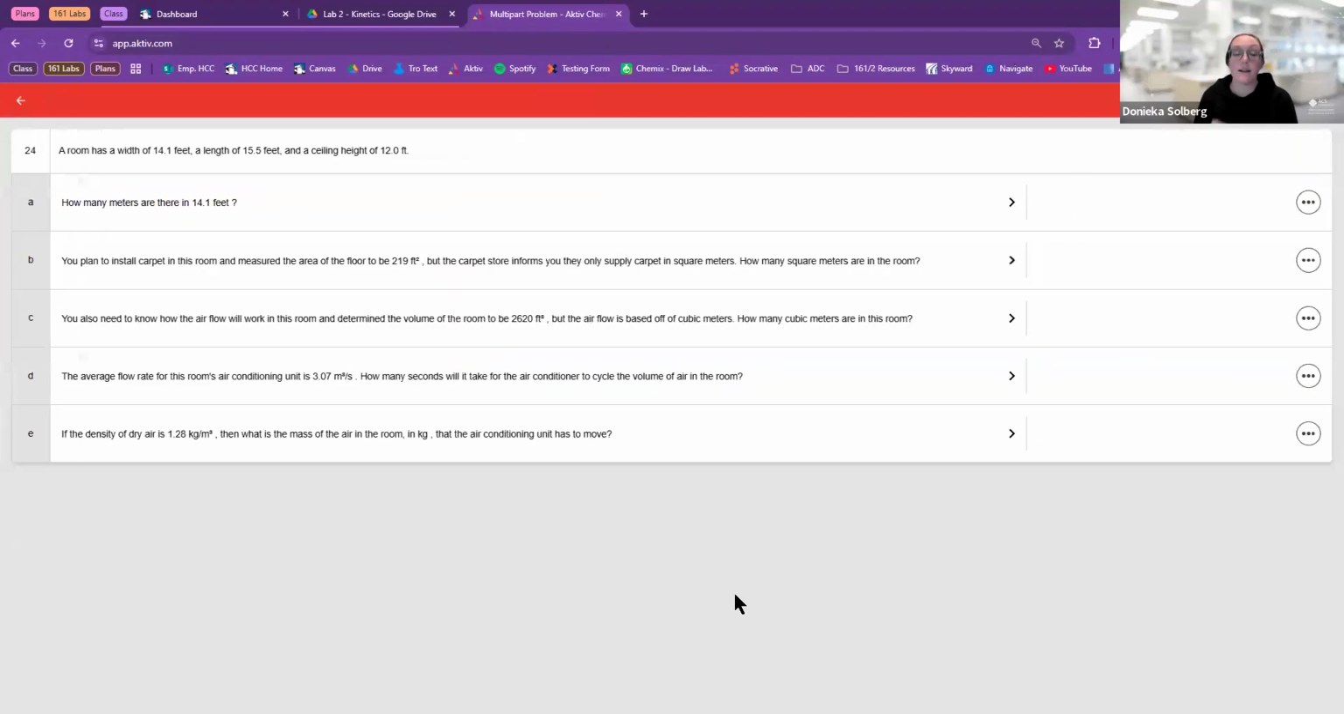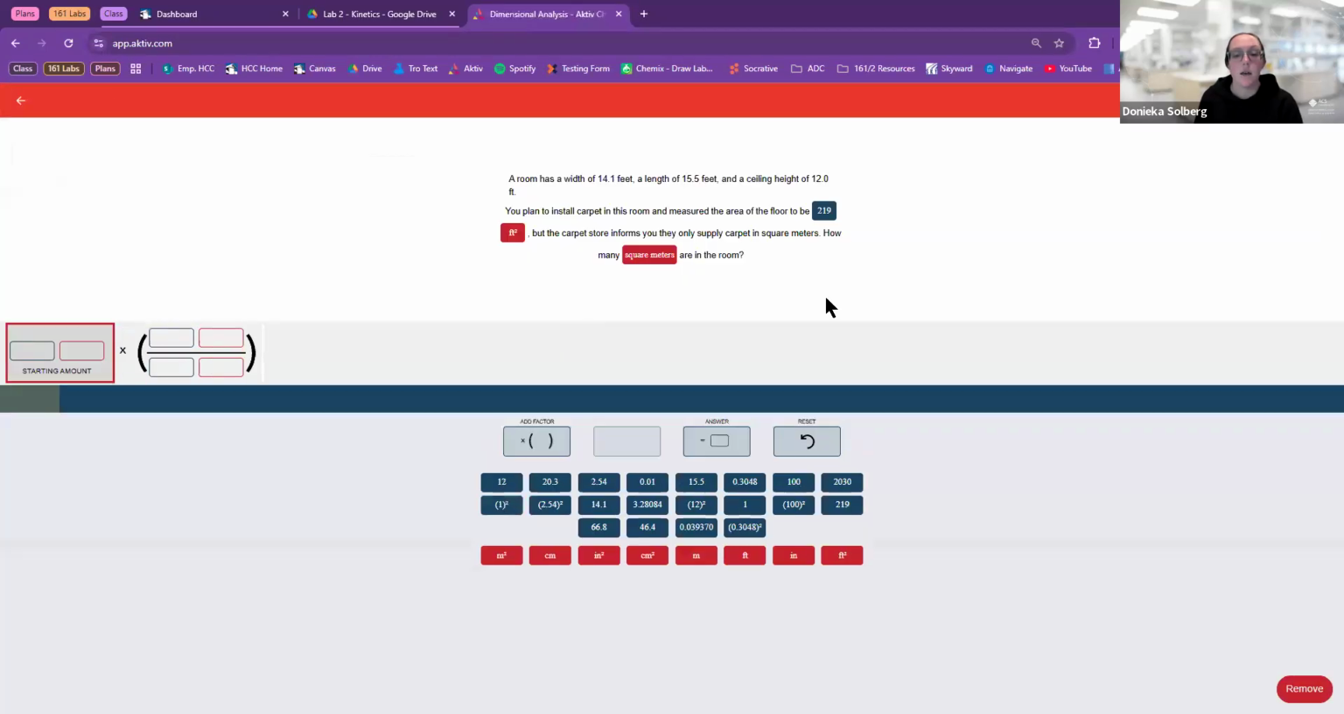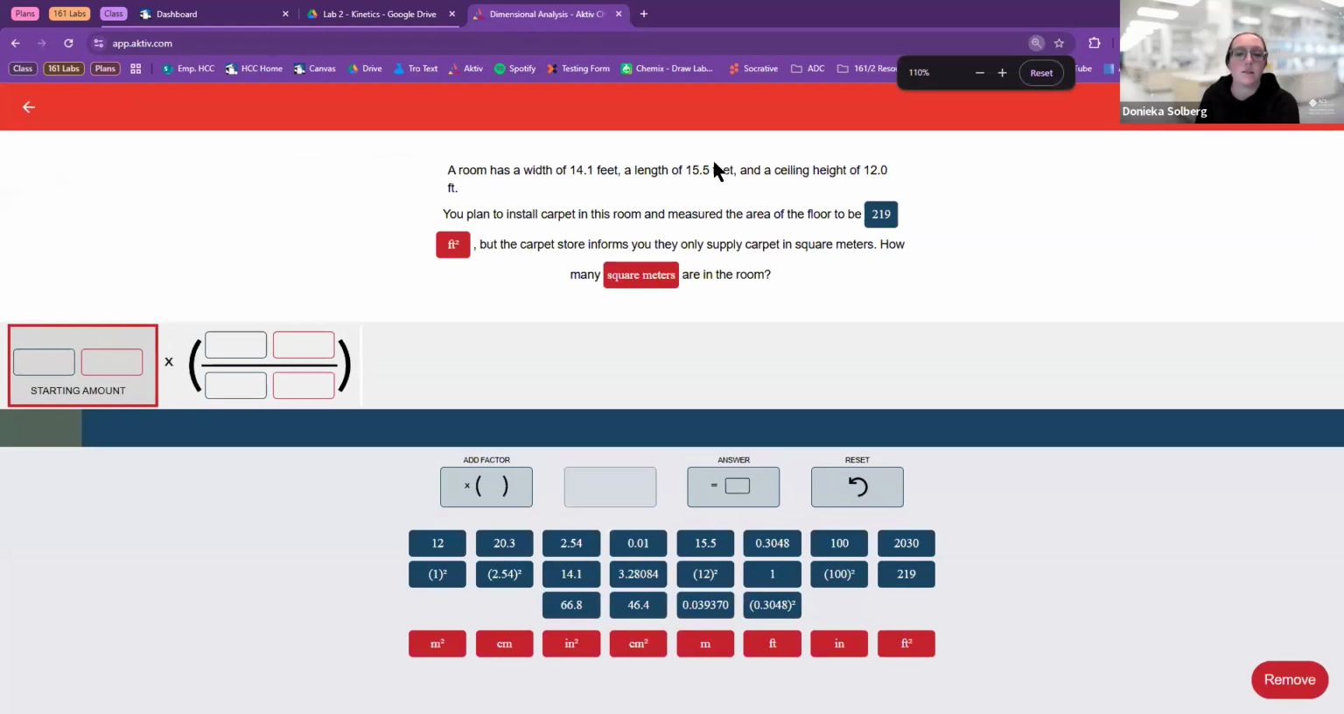Anytime you have cubics, Active does get very finicky. So I'm going to show you part B, number 24. This has squared units. Okay, so that's perfect. First of all, whenever they have the multi-part problems, they will give you all the information in the first part of the question, even if you don't need it.